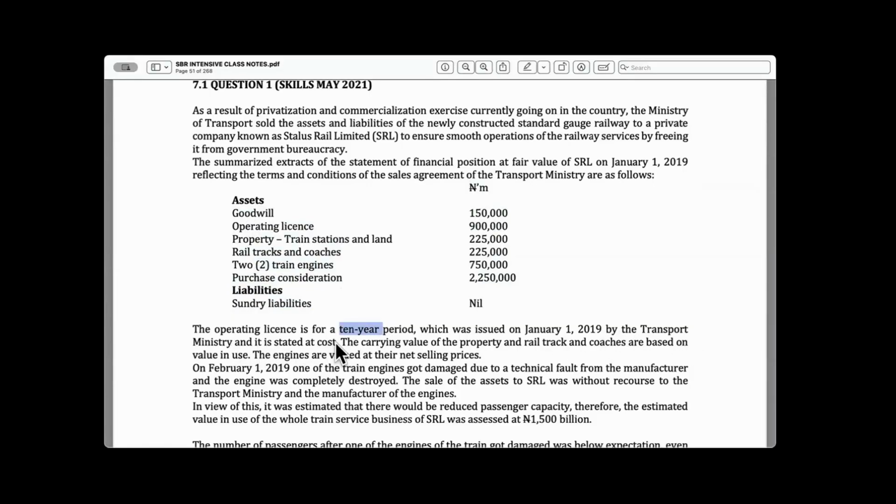And it is stated at its cost. The property, rail tracks, and coaches are based on value in use. And the engines are valued at their net selling prices.